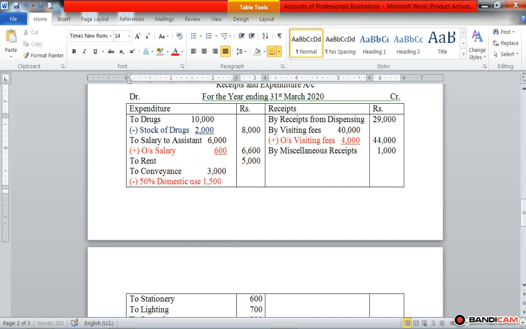50% for domestic use. Got it? So the remaining 50% is relating to the profession. So 50% remaining means 1500 is relating to the profession. Okay, it is one effect.